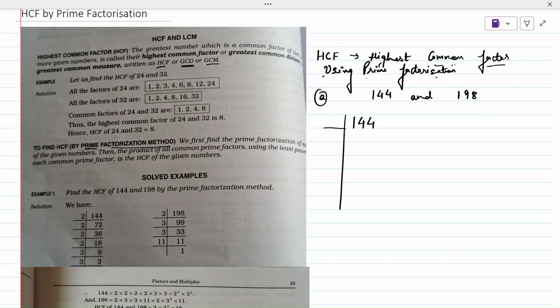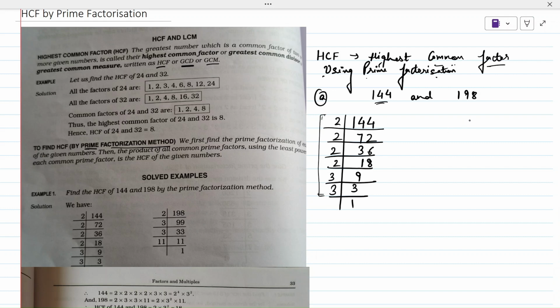So for 144, how can we do this? 2 into 72 will give us 144, and then 2 again here. Again we will divide 72 by 2, we will get 36. Then 36 by 2 we will get 18. We will get 9 here, 3 and 3 again. All these are the factors of 144, and they are prime factors because they cannot be drilled down further.